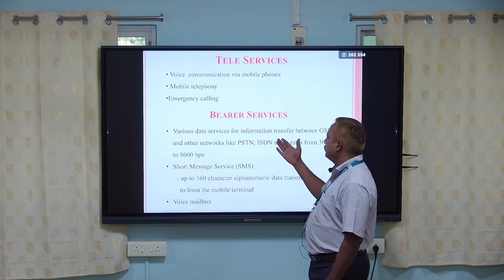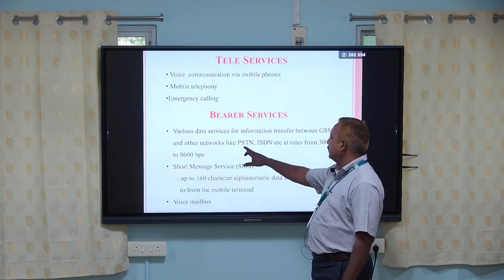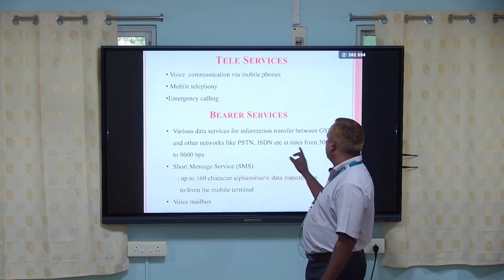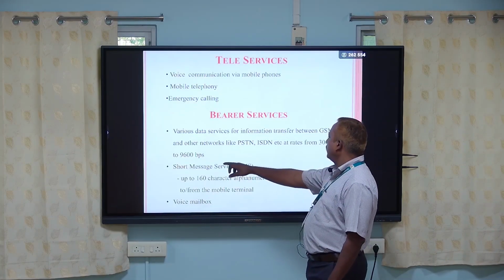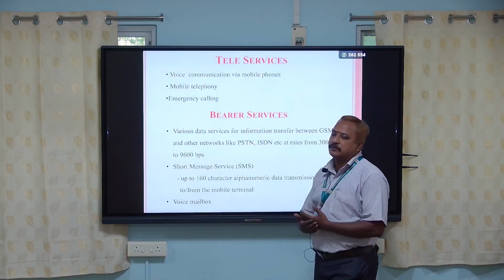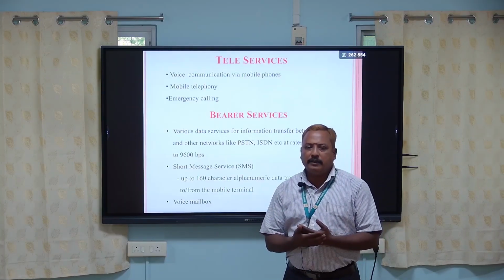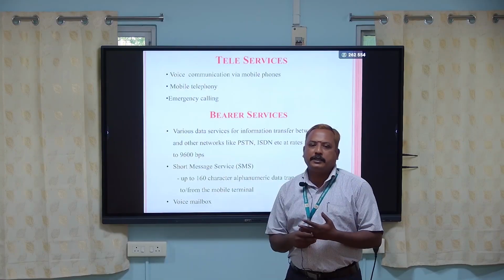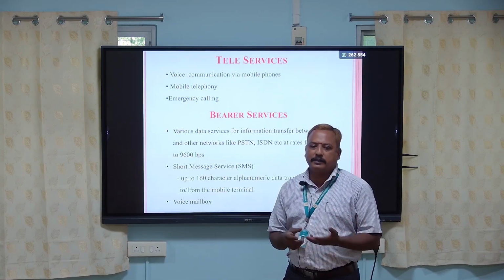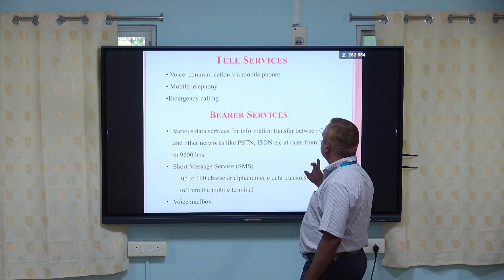Then what are the bearer services? Various information transfer between GSM and other networks. The PSTN network gives internet, ISDN also does the same kind of services, and the speed is 300 to 9600 bits per second. Another one is SMS, what we are doing right now, short message service. 160 characters is the limit. If you want to send more text, we can use 2 SMS, that is 320 characters, like that. So multiples of 160 characters are sent as SMS.